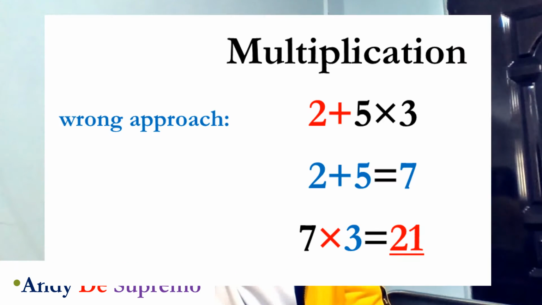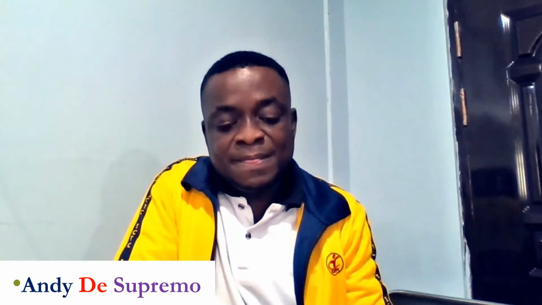But if you follow the other way around, you're going to get it wrong. Like you decide to do the addition first. So 2 plus 5 will give you 7, and before you multiply by 3 will give you 21. That is obviously wrong. You don't have to follow that way.